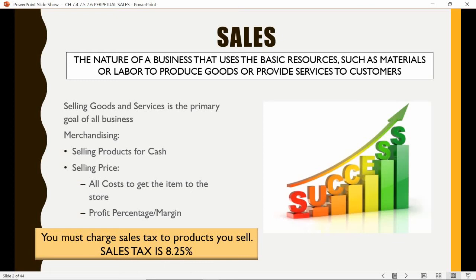And the selling price is going to include all the costs it took to get the item to the store, okay? So everything that we learned through the purchase, including freight, sales tax, and shipping, whatever it is, plus a certain profit percentage, because at the end of the day, we're not trying to make a loss here. We're not trying to break even.